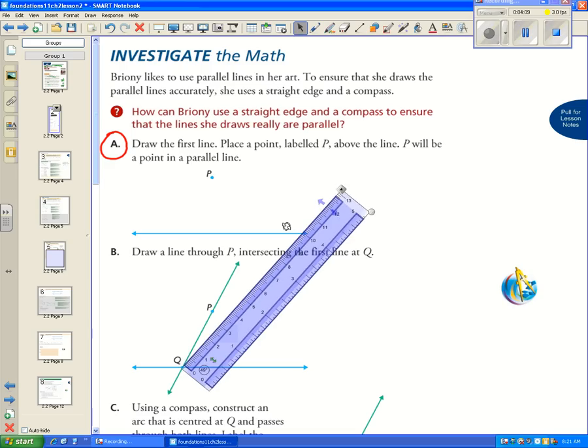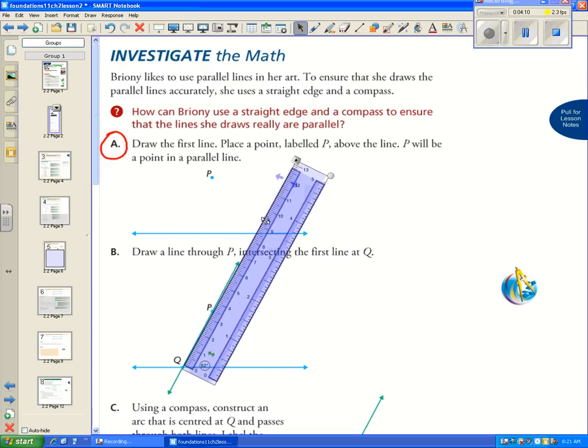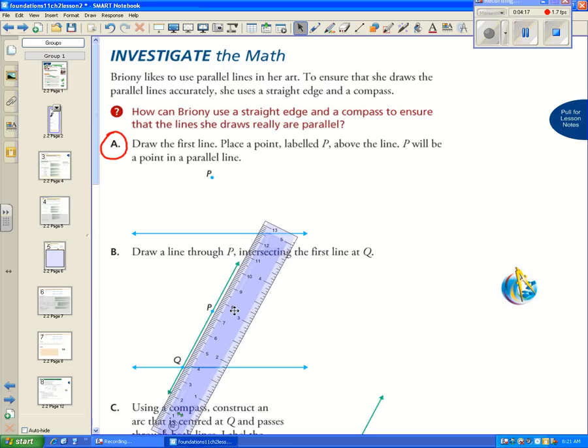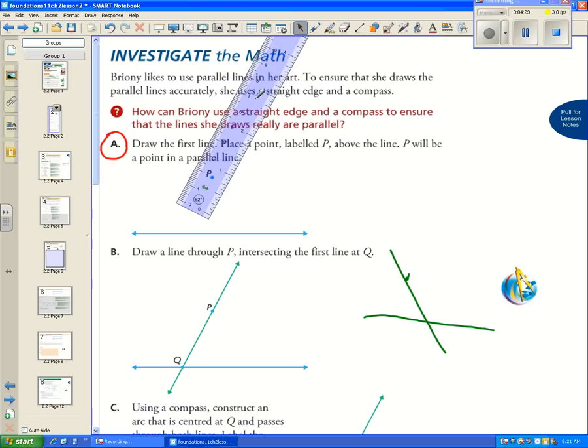Oh, there we go. I'm going to draw a line through point P that intersects the first line that we drew, and we're going to call that point Q. It doesn't matter if you have drawn something and your line's like this and it goes like that. Doesn't matter. Same process, okay? So that's step B. Draw a line through P intersecting the first line at Q.